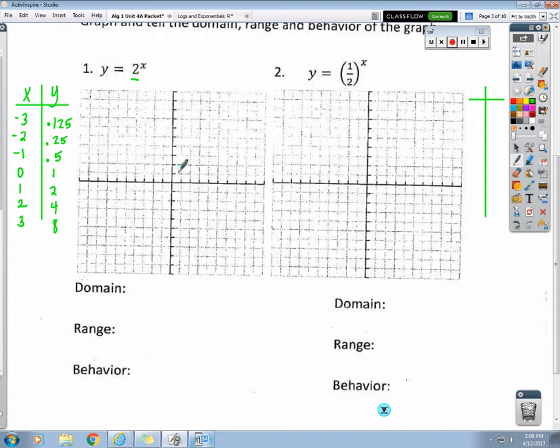Okay? So I'm going to quickly graph these. I know you already got them, so I'll make it quick. Okay, so that's what our graph looked like. And the asymptote was at 0. Because on the left side, where all the negative numbers were, we noticed that they were getting smaller and smaller, closer and closer to 0.